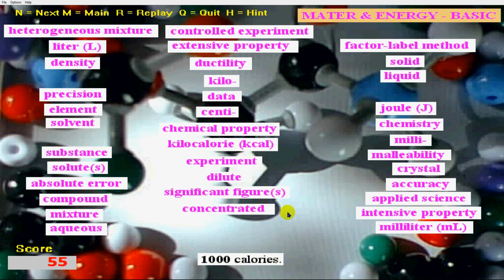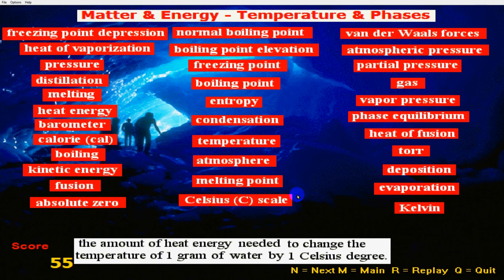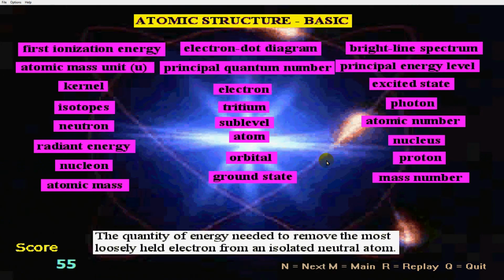And if you get tired of that level, you can just hit the letter N and go to the next level. Or you can go back to the main menu and pick something there. I'm going to hit N for the next level. Here's matter and energy, temperature and phases. And you have a number of different things here. And again, here's our definition at the bottom. You got to pick the correct answer.